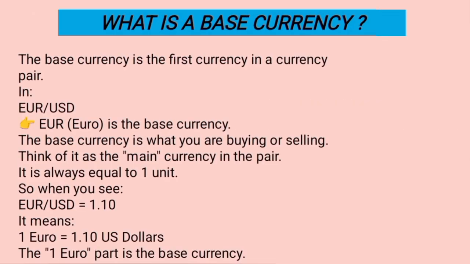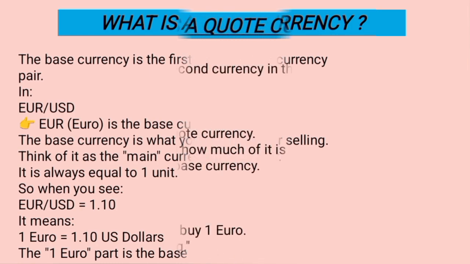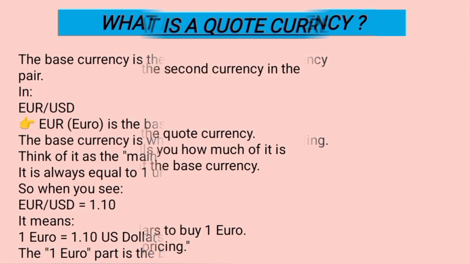So now what is a base currency? The base currency is the first currency in a currency pair. Let's use the EUR/USD for example again. The euro in the EUR/USD is the base currency. So the base currency is what you're buying or selling, or it is the first currency. If it was the USD against the euro, the USD becomes the base currency. So think of it as the main currency in the pair. If you're trading the USD against the Japanese yen, the US dollar there is the base currency. It is always equal to 1 unit. So when you see EUR/USD at 1.10, it means that 1 euro is equal to 1.10 US dollar in pricing.